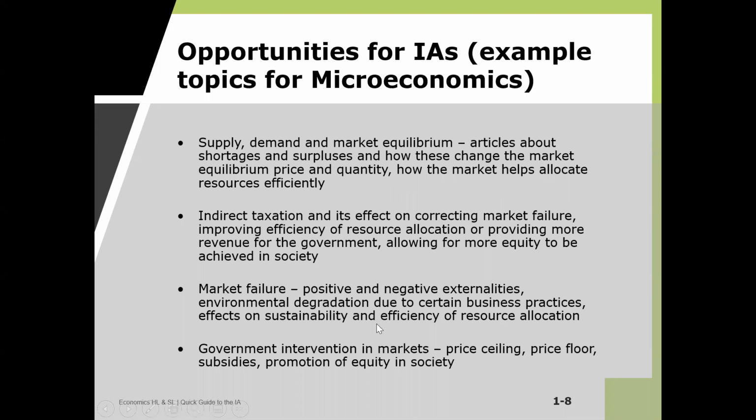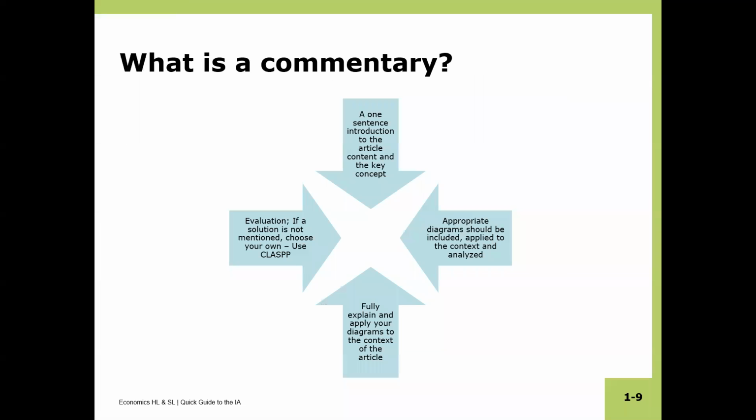Market failure, again, look at some of the concepts: efficiency, sustainability. We've had efficiency here, scarcity up here as well, and then government intervention to promote equity. So I think there could be a lot of stuff on these, like price ceilings, floors, subsidies, etc. How do you promote equity, and do they really work?